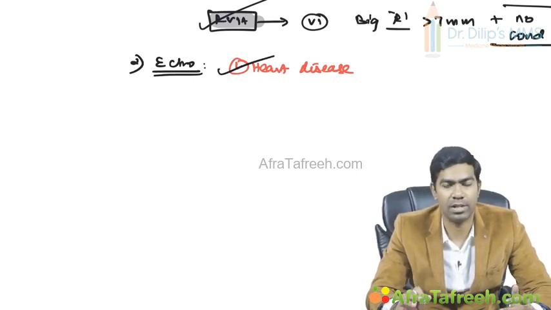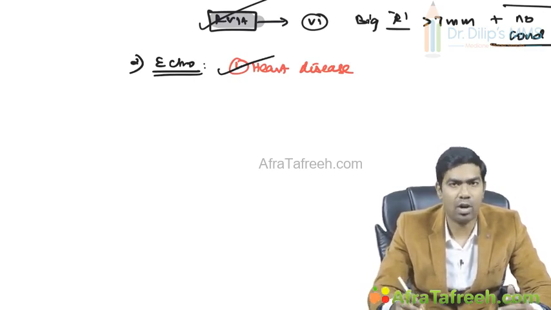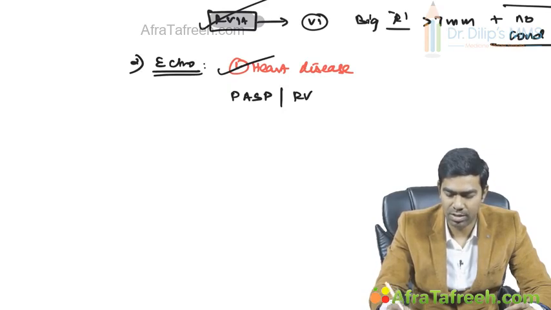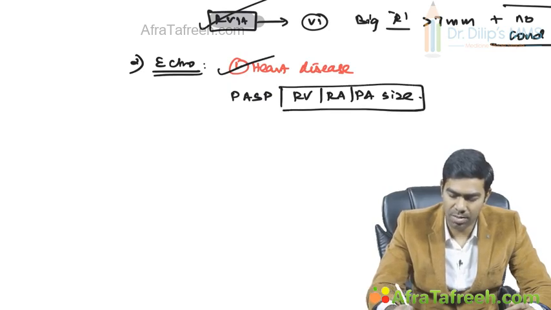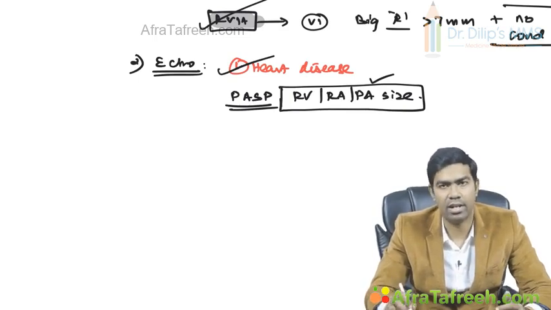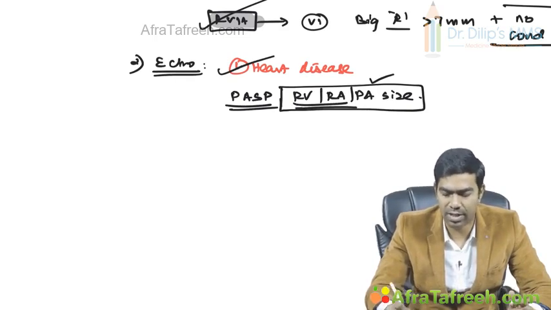Especially for type 2 pulmonary hypertension, this is one of the important things to discriminate. And apart from that, it will also show the pulmonary artery systolic pressures. It can also show the right ventricular pressures to an extent, and it can also show the right ventricular, right atrial and pulmonary artery size as well. To an extent it can show, especially the right ventricular and right atrial size you can find out through the echocardiogram.